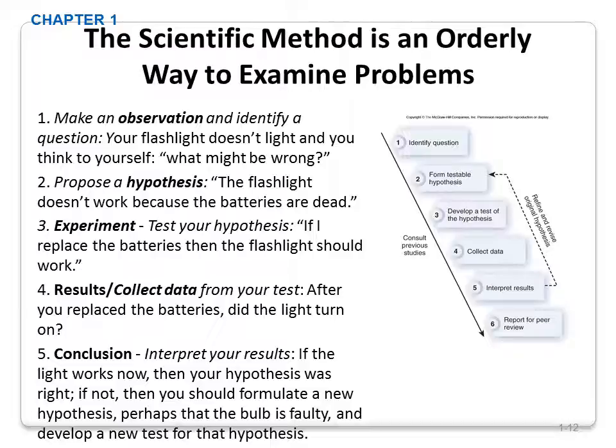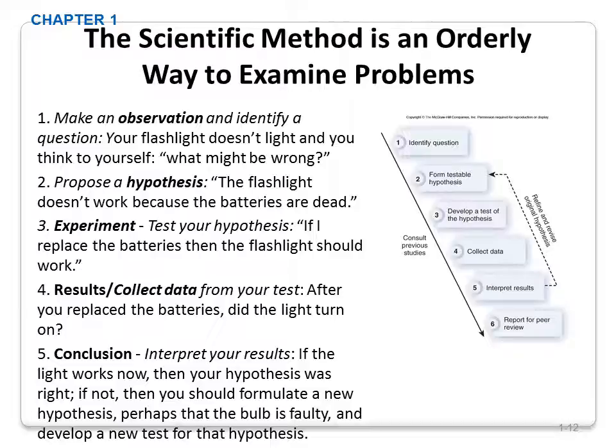The next step of the scientific method is to perform an experiment and test your hypothesis. So you might come up with the experiment, if I replace the batteries, then the flashlight should work. The next step is your results or collecting data from your experiment. And after you replace the batteries, does the flashlight turn on? So you would either have the data that yes, it turned on, or no, it did not turn on.